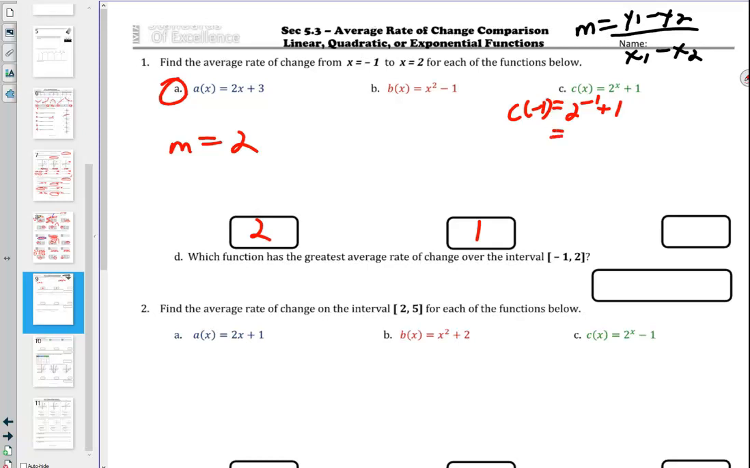Kiara, do you know that 2 to the negative 1 is 1/2? Do you remember why that was the case? The negative exponent flips the base. Okay. And then how would I write 1 as a fraction?